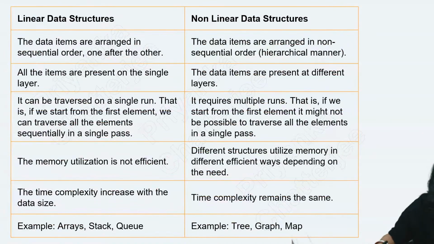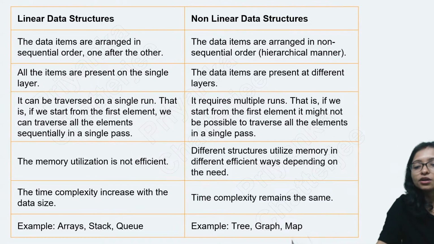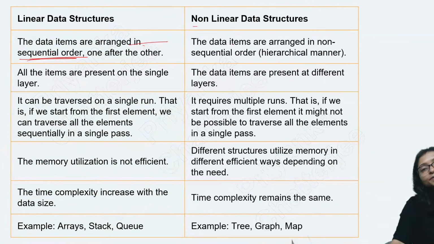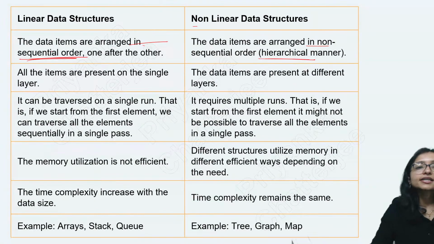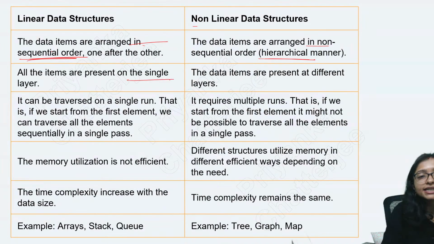Okay. Now here you can see linear and non-linear. This is also most important. Arranging in sequential order is why it is called linear. And when you arrange in non-sequential, meaning hierarchical order, then it is called non-linear, right? All the types are present in a single layer here, and in different layers here. For example, here it can be traversed in a single run, and here in multiple runs. Mainly array, stack, queue are linear, but tree, graph, map are non-linear.